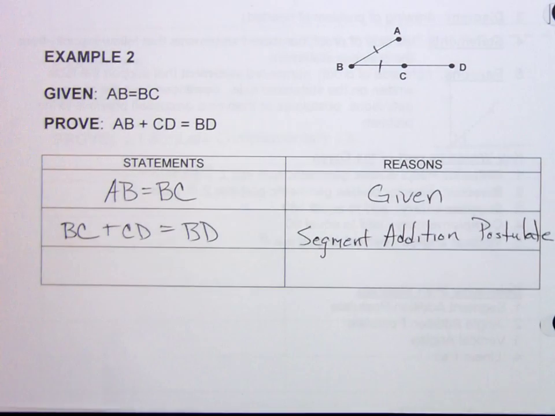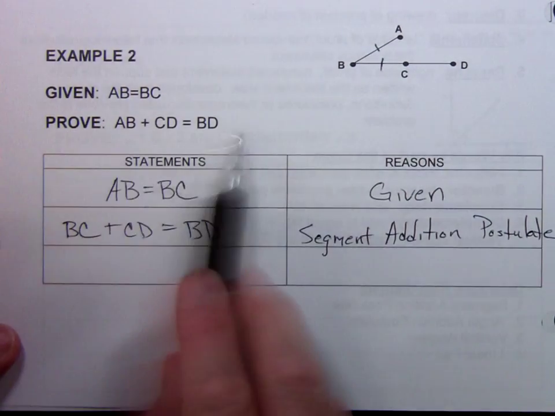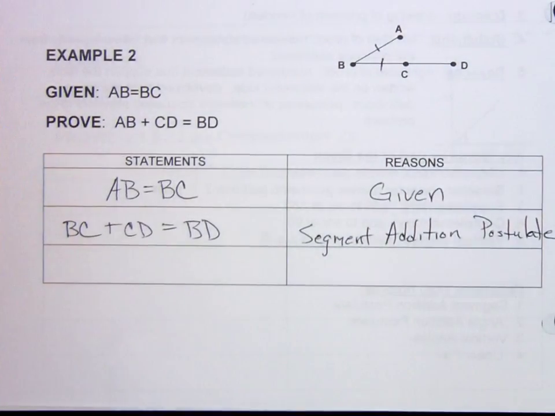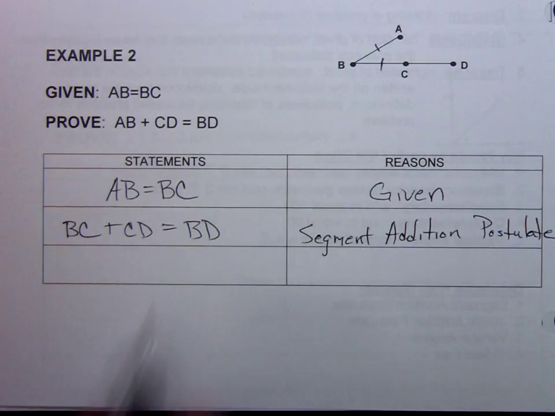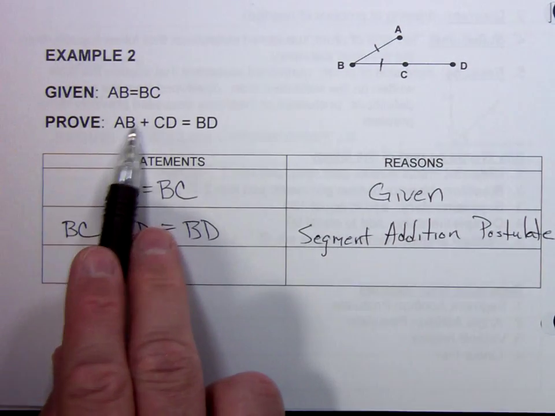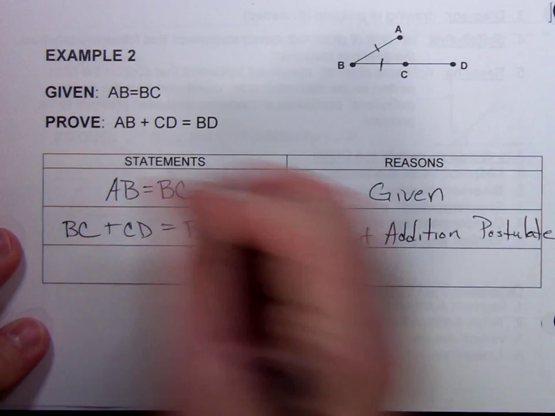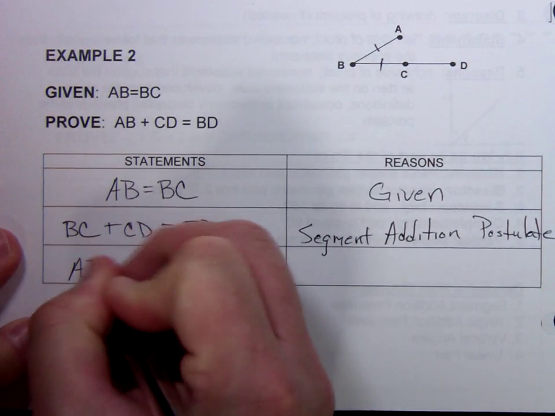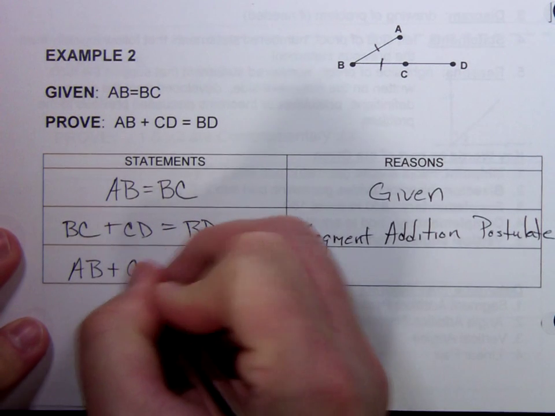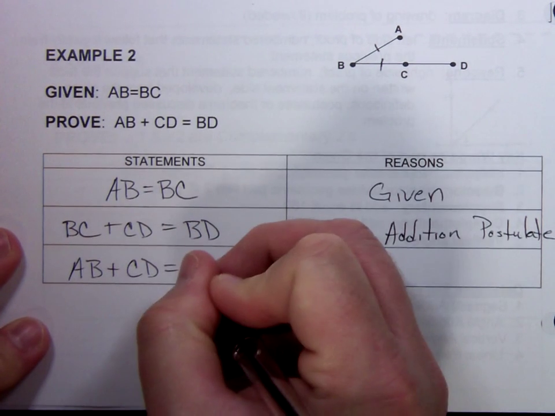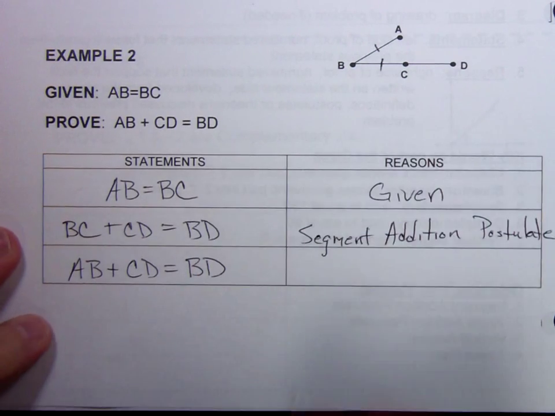All right. Now my goal is to say that this is true. Now we have the advantage here of having the boxes pre-laid out for us. So I already know this is going to be the last step. And what we're trying to prove always goes in the last step. Well, how can I get from the information I already have to saying that the distance from A to B plus the distance from C to D equals the distance from B to D?